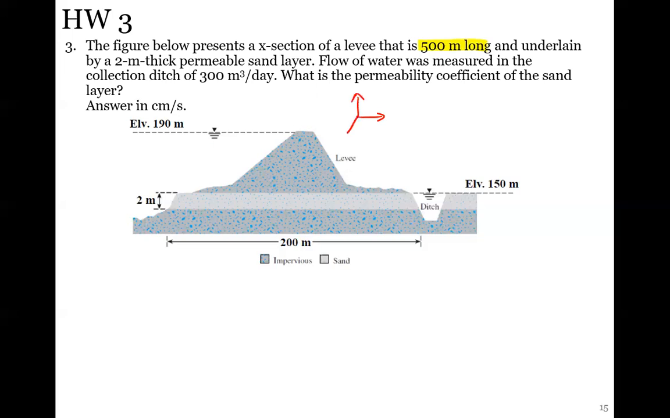So this, I don't know, we can say this is X, Y, and Z. So our Y direction is 200 meters, but our X direction is 500. And the flow of water is measured in the collection ditch at 300 cubic meters per day.